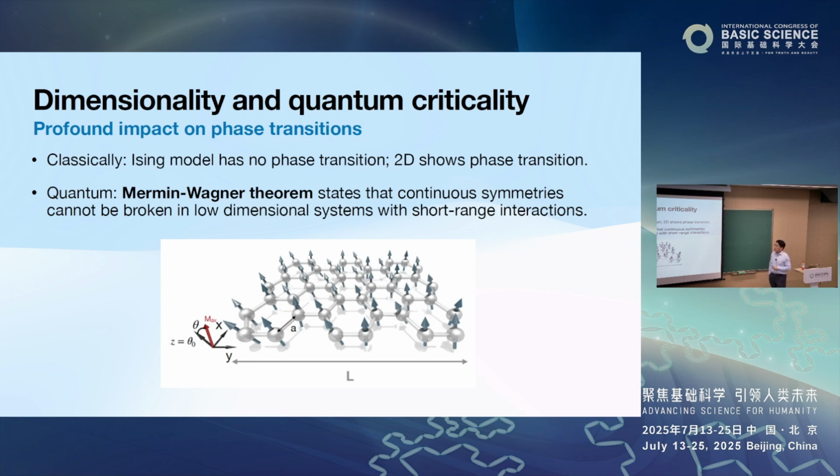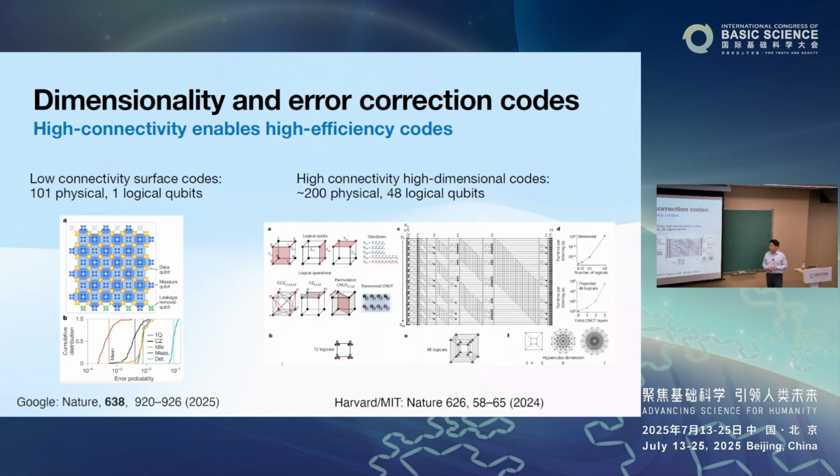So, as many of you know, dimensionality has profound impacts on quantum criticality. Even classically, the Ising model has no phase transition in 1D, and 2D shows a phase transition. Quantum mechanically, of course, the Mermin-Wagner theorem states that continuous symmetries cannot be broken in low-dimensional systems with short-range interactions. So if you look at these, we need either high-dimensional systems or better connectivities.